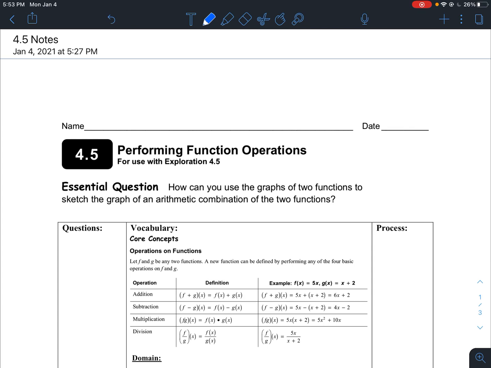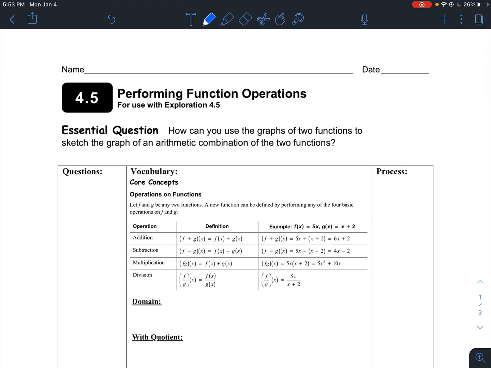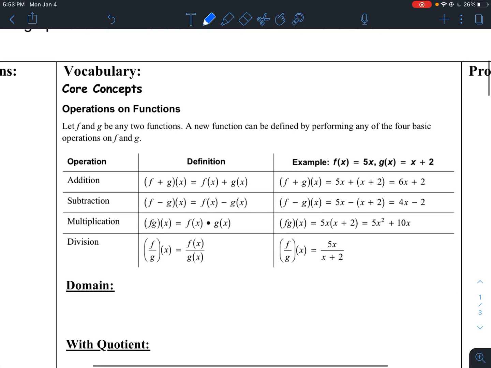Starting this week, after the break of Christmas, we're going to be talking about 4.5, performing function operations. What this means is that today we're going to take two functions and add, subtract, multiply, and divide them. We're going to learn how we can do that. So let's define what that looks like.